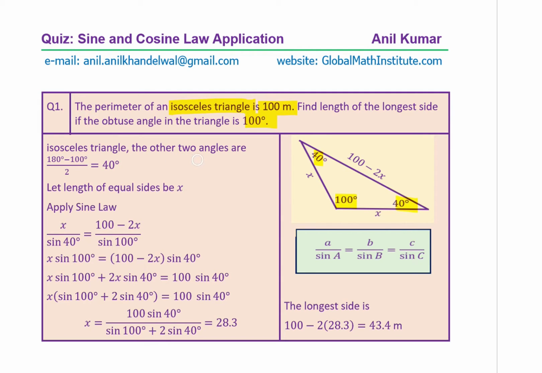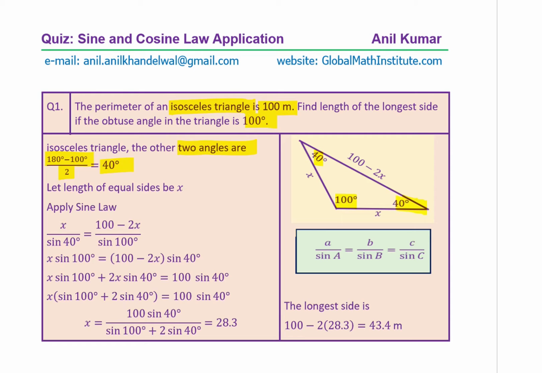Isosceles triangle means that the other two angles are equal, and to find any one of them will be 180 minus 100 divided by 2. So that gives you 40 degrees. So those two angles are 40 degrees.